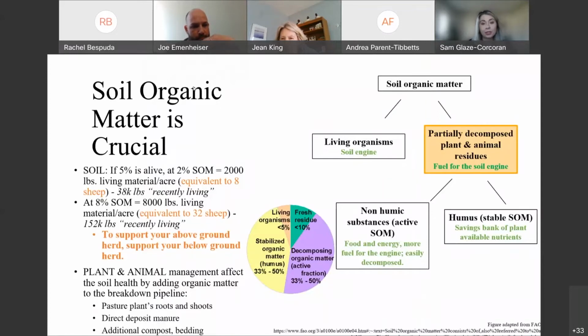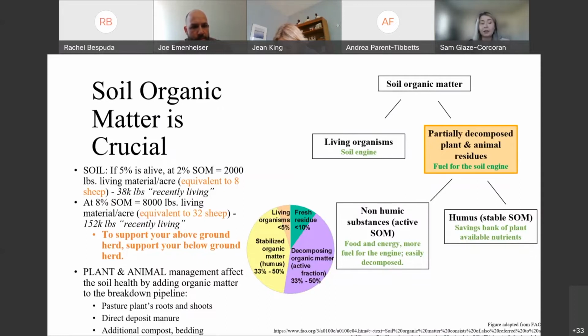So put this into context, because I think it's a word that we talk about a lot and don't always break down. When we're talking about soil organic matter, on one hand, we're talking about the living part of your soil, and you can think about this as your soil engine. Depending on the source you look at, it's estimated that somewhere between 5 to 15% of your soil organic matter are living organisms.